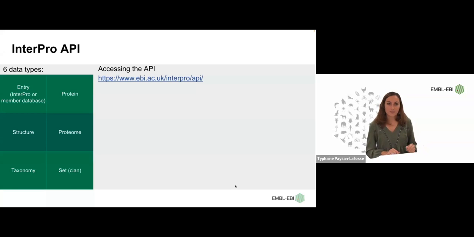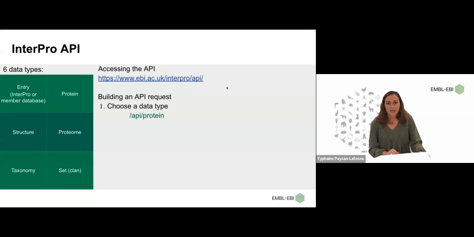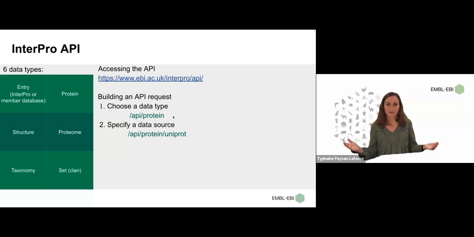So how do we access the API? You can access it with the same URL as before, just add /API at the end. And to build an API request, you can do that in different steps. First, you have to choose from one of these 6 data types. In this case, if we are interested in a protein, we do API/protein. This will give you the number of instances that it has, like a counter. If you want more specific information on the list of all the entries, for example, the list of all the UniProt proteins, you will do protein/UniProt, and this will give you the details of all the proteins that are in the UniProt knowledge base.